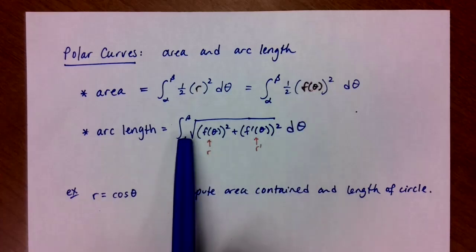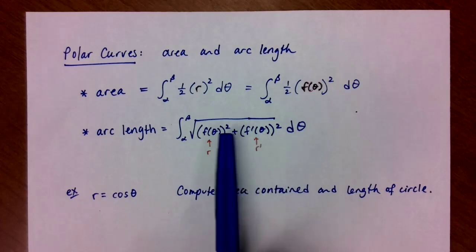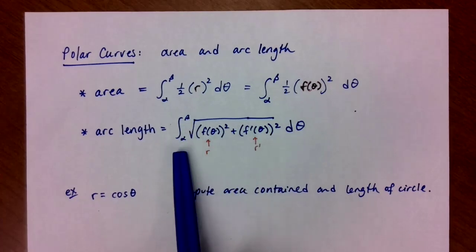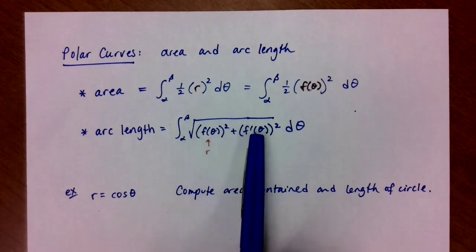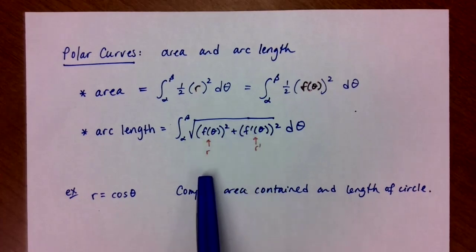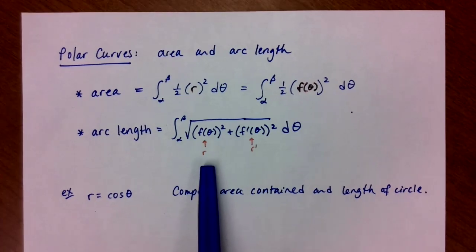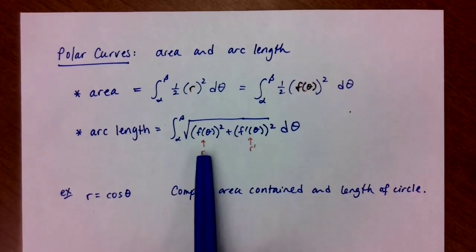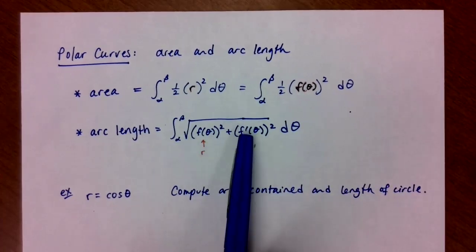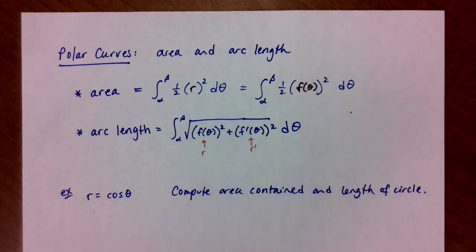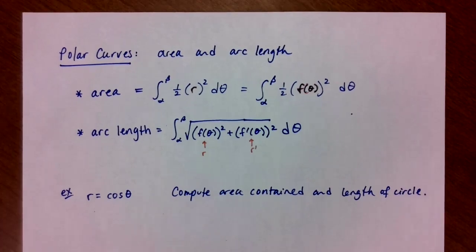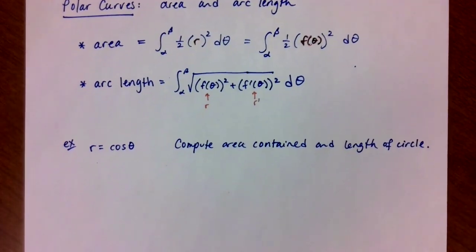For arc length, we again have a definite integral with respect to theta. So I have the first and last theta values. And then square root of f of theta squared plus f prime of theta squared. And again, we're using r equals f of theta for the formula of the curve. So f of theta is r, f prime of theta is r prime. Okay, so with these formulas memorized, we can do things like the following example.